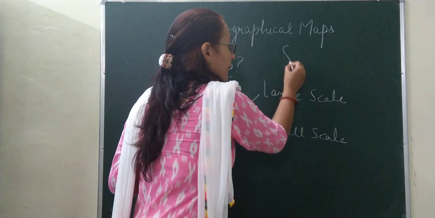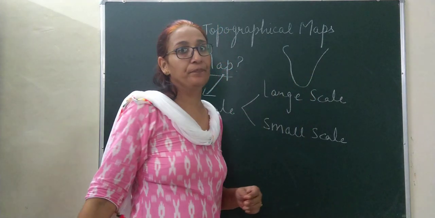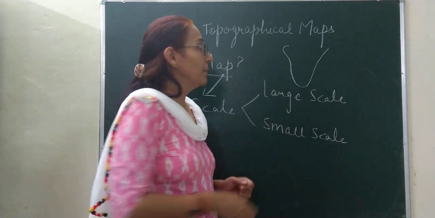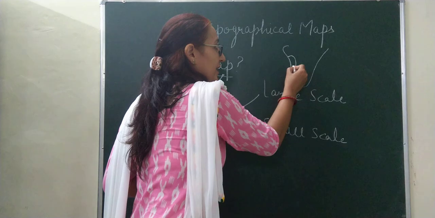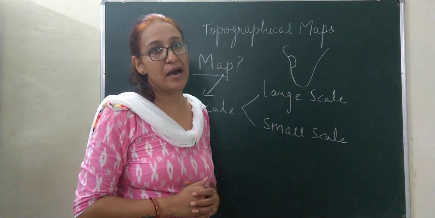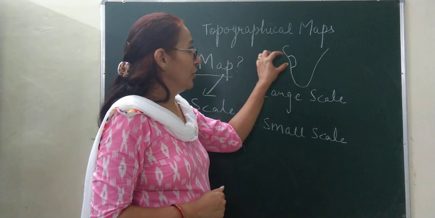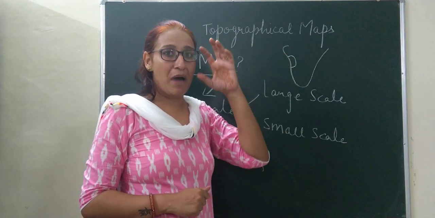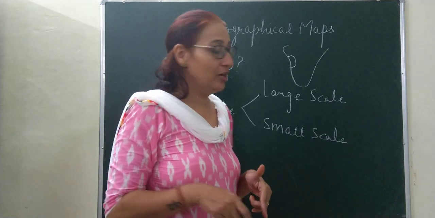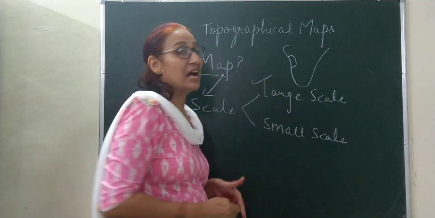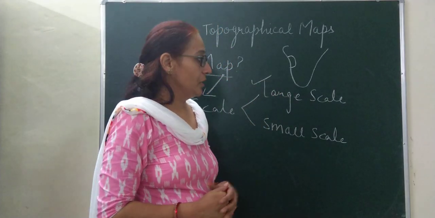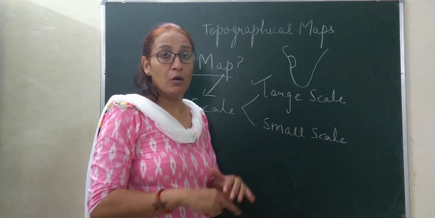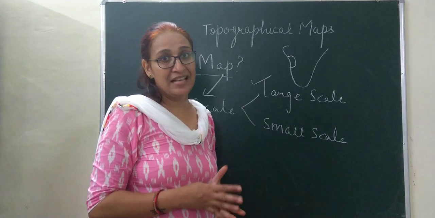For example, India is a vast country, but if I take only one state of India, that is Maharashtra, and a map depicts only Maharashtra in great detail, that will be an example of a large scale map. Small scale maps are those maps which show more area but with less detail.